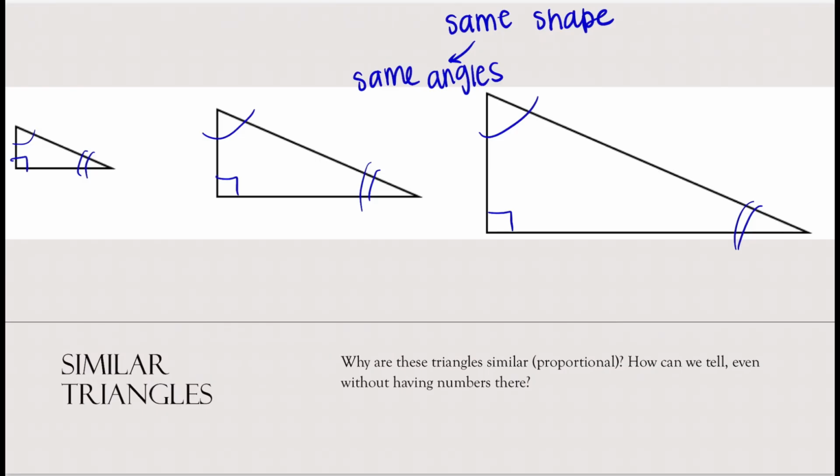And another reason we can think about it is by looking at the hypotenuse. The hypotenuse, which is the longest side here, you can tell has the same steepness. So if I was a skier, here's me skiing.